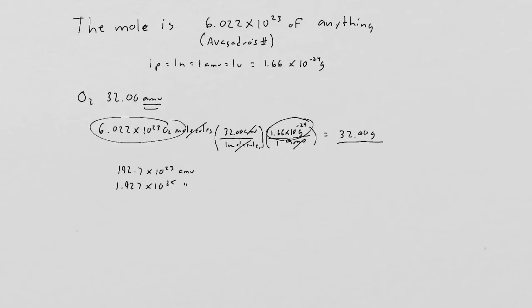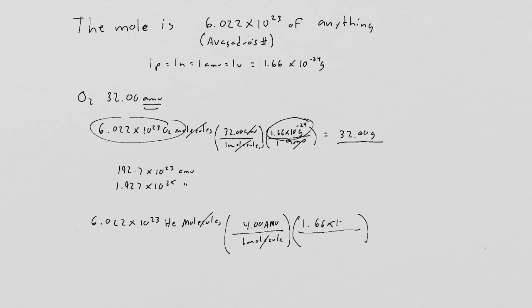Now, I could do the same thing for something else, let's say, helium. If I had 6.022 times 10 to the 23rd helium molecules, helium being monoatomic, and each helium molecule, I won't make you look it up, one molecule of helium weighs 4.00 AMUs. The molecules will cancel out. But when I multiply that times 1.66 times 10 to the minus 24 grams over 1 AMU, my answer ends up being 4.00 grams.